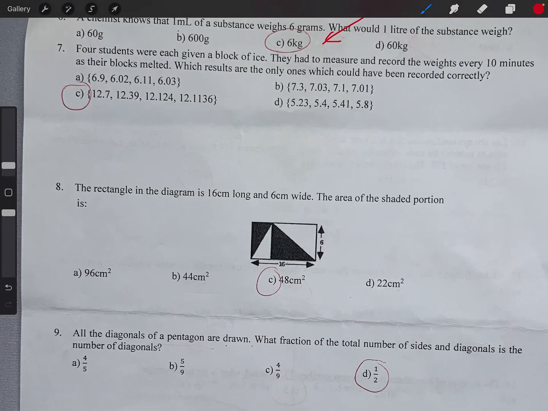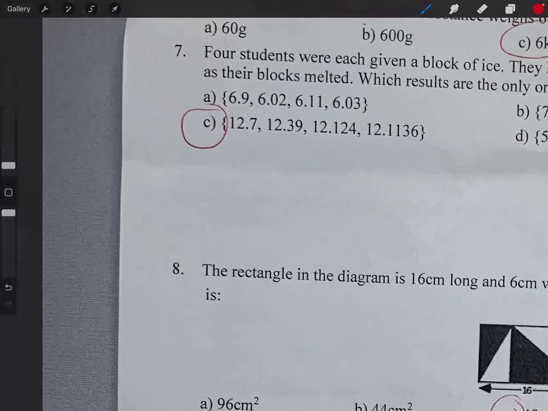Question 7 says 4 students were each given a block of ice. They had to measure and record the weights every 10 minutes as their block melted. Which results could have been recorded correctly? As you can understand, a block of ice, when it melts, gets lighter and lighter until there's nothing left. It turns into water, and water flows away, so the mass, the weight of the block of ice gets smaller and smaller.